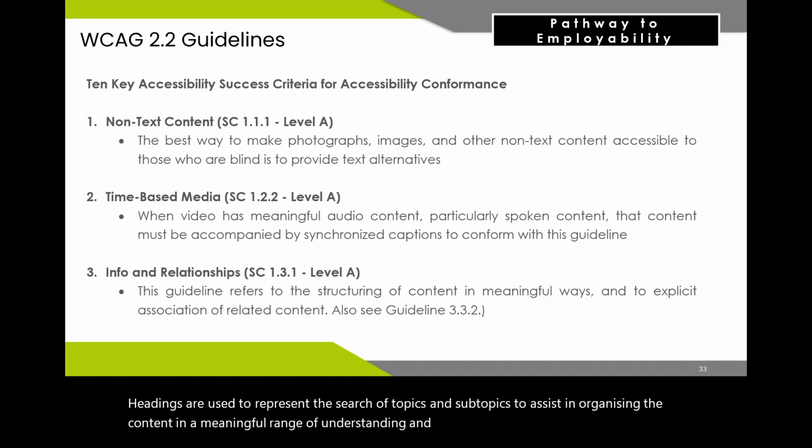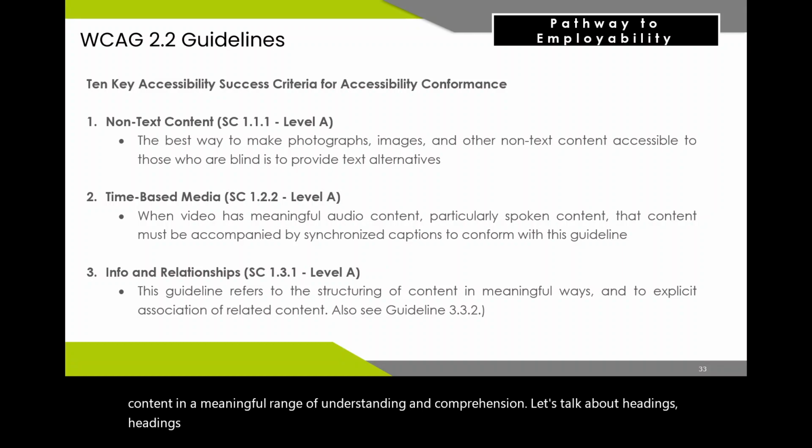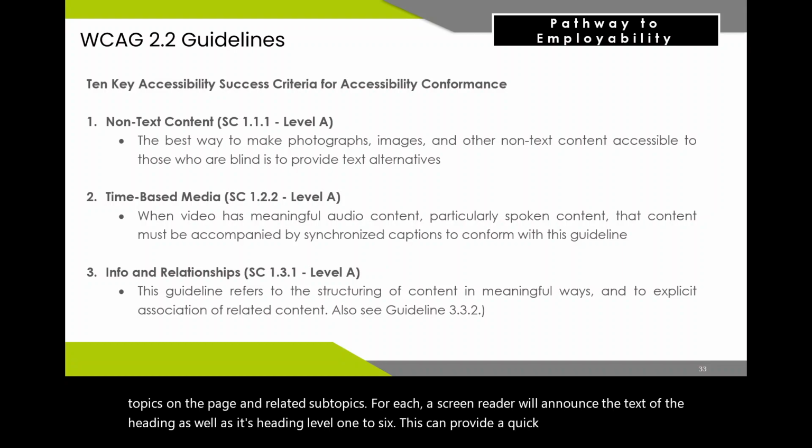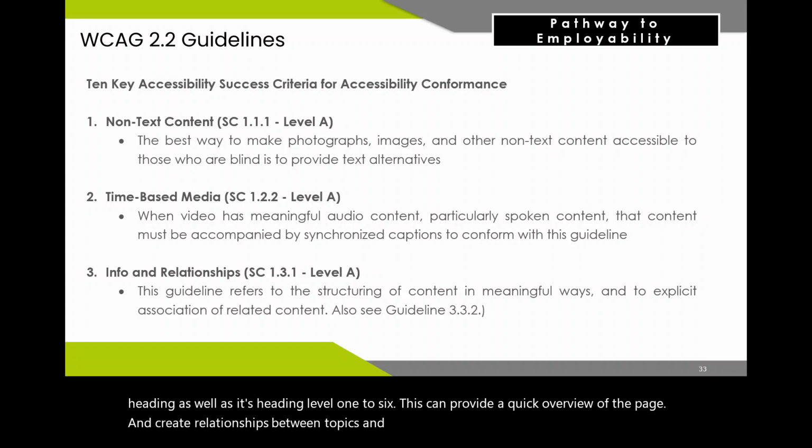Let's talk about headings. So, when a screen reader user lists the headings on a page, it provides information about the topics on the page and related subtopics for each. A screen reader will announce the text of the heading as well as its heading level, 1 to 6. This can provide a quick overview of the page, and create relationships between topics and subtopics, before the user decides how to proceed through the content.